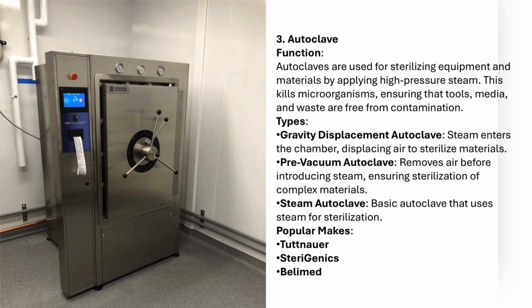Pre-vacuum autoclave. The pre-vacuum autoclave takes it up a notch by removing air before introducing steam. This allows the steam to thoroughly penetrate complex materials like wrapped instruments and porous objects, ensuring they're sterilized completely. Steam autoclave. The steam autoclave is the basic version that uses steam to sterilize equipment. It's often used for sterilizing glassware and media before experiments.